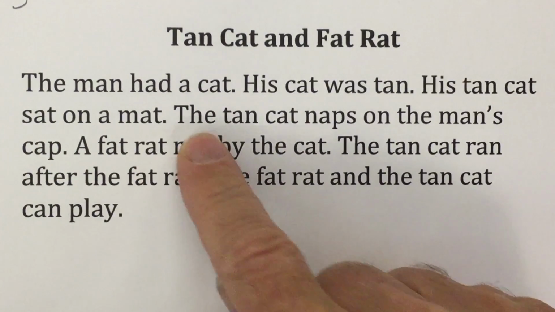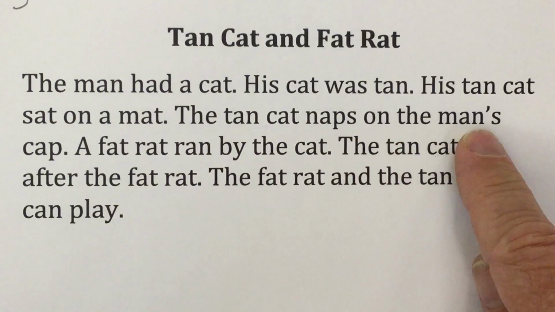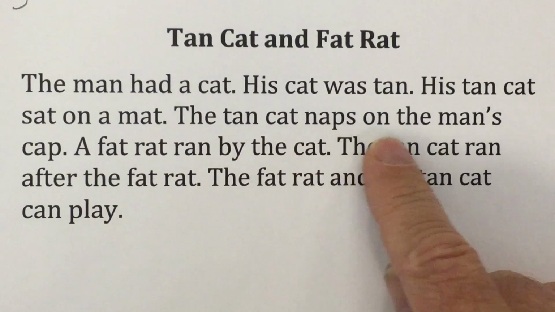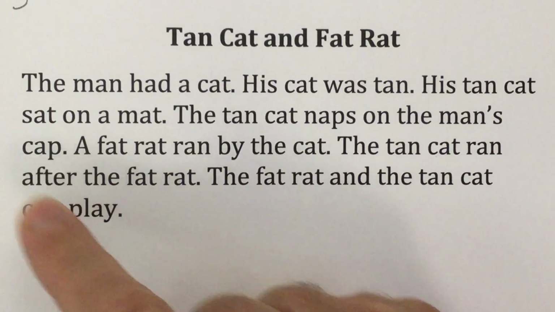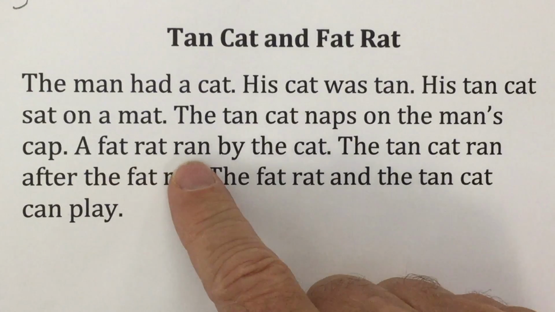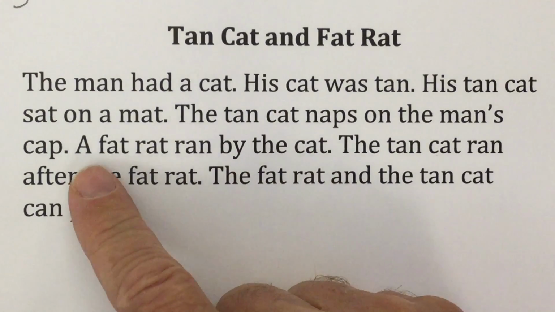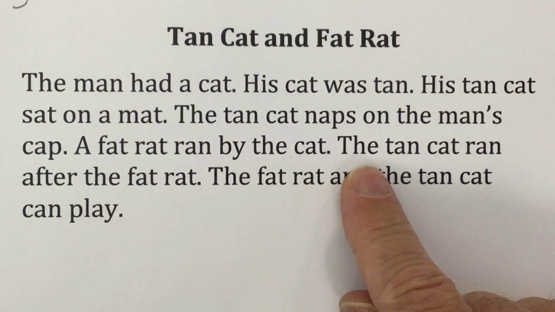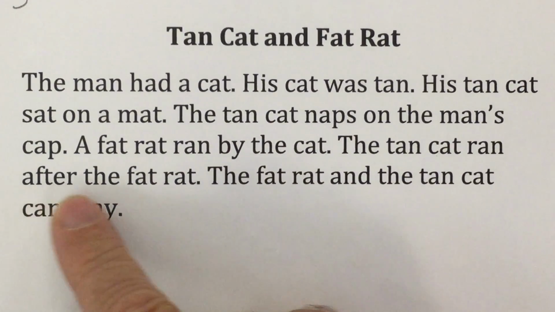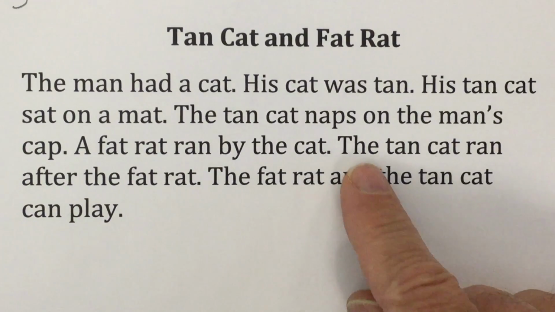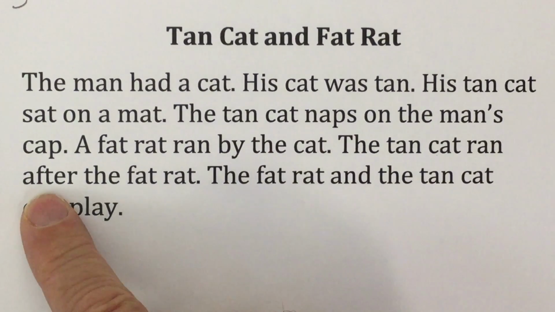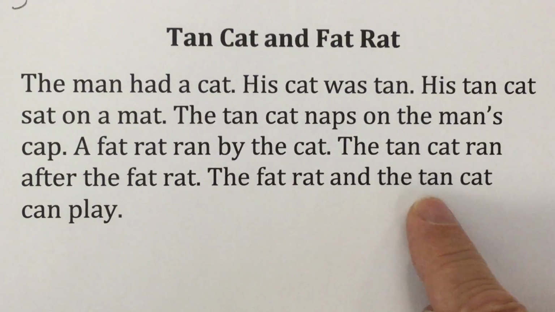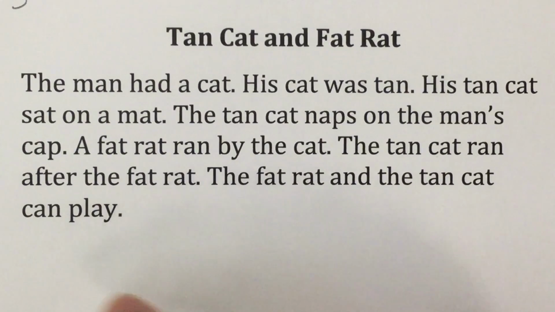Mr. C's turn. The tan cat naps on the man's cap. Your turn. Mr. C's turn. A fat rat ran by the cat. Your turn. Mr. C's turn. The tan cat ran after the fat rat. Your turn. Mr. C's turn. The fat rat and the tan cat can play. Your turn.